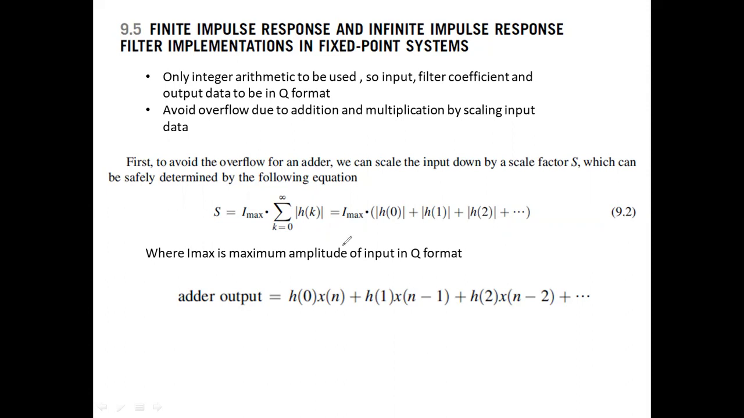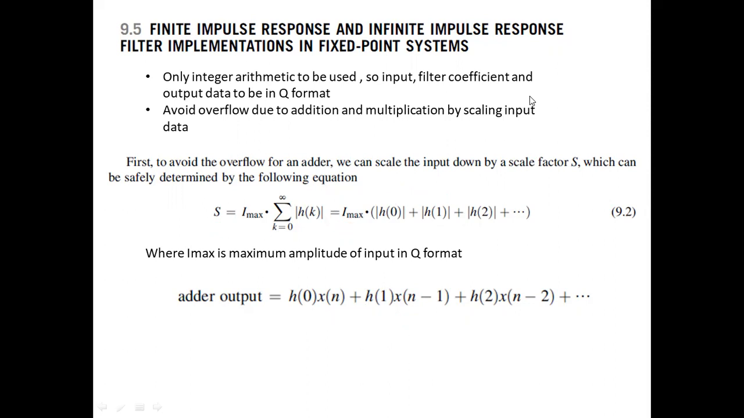So what does the formula say? Depending on the impulse response, we are trying to find the scaling factor for the inputs. We are trying to find the worst value of the impulse response and the worst value of the input, so we assume maximum values here. The formula is the sum of all the coefficient magnitudes multiplied by the maximum possible amplitude. That gives us the scaling factor for the input, and if this is the case, then your adder output is going to be something like this.